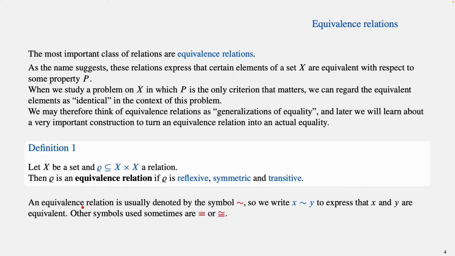To denote equivalence relations, we usually use this tilde symbol, and then we write just X tilde Y to express that X and Y are equivalent. Usually I will just read this as X equivalent to Y. Other symbols you'll often find for equivalence relations are these variations of the equality sign. So here we have these 3 bars, or here we have the 2 bars of the equality sign together with a tilde, so you will often see these symbols too.